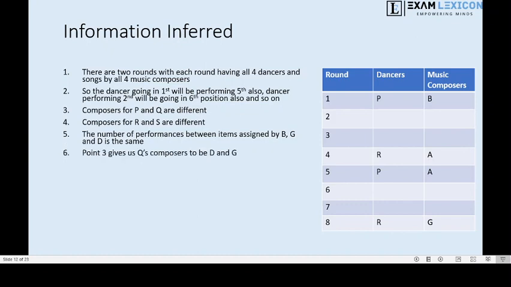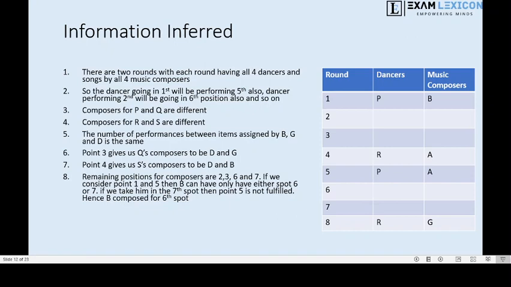Now if we look at point 3 in the information inferred, point 3 gives us that Q's composers are D and G. This is because P and Q have different composers, and as we can see from the table, P has composers B and A. Similarly, point 4 gives us S's composers to be D and B. And the last point is that the remaining positions for composers are 2, 3, 6 and 7.